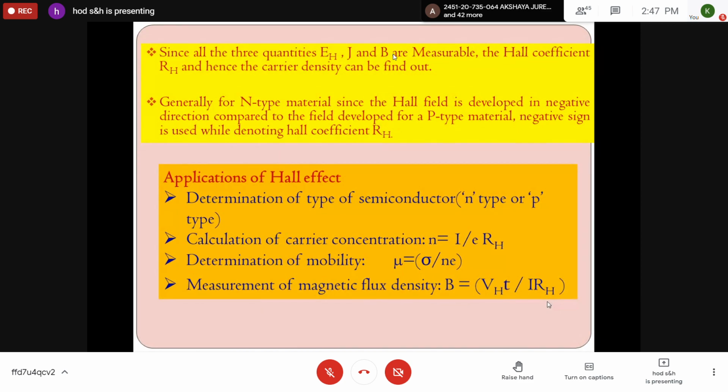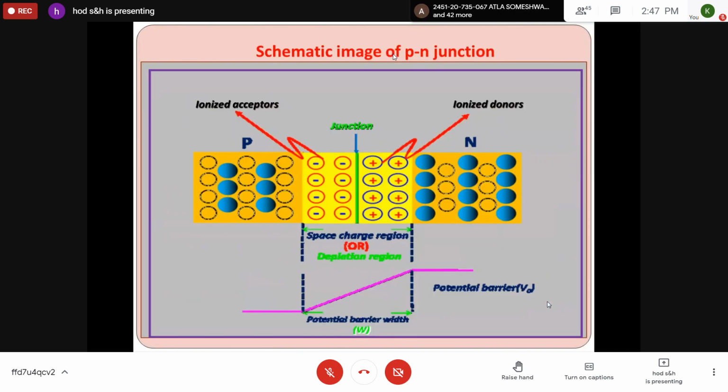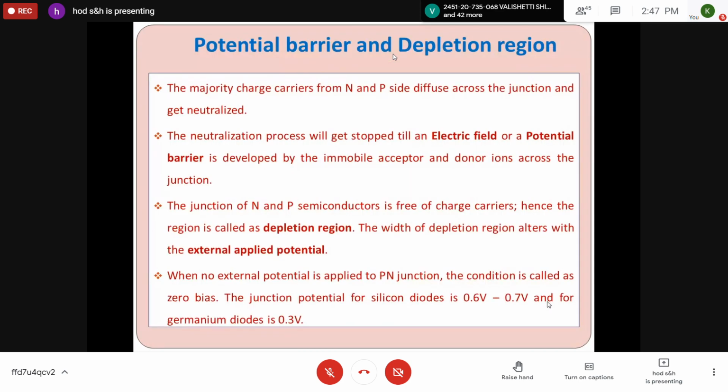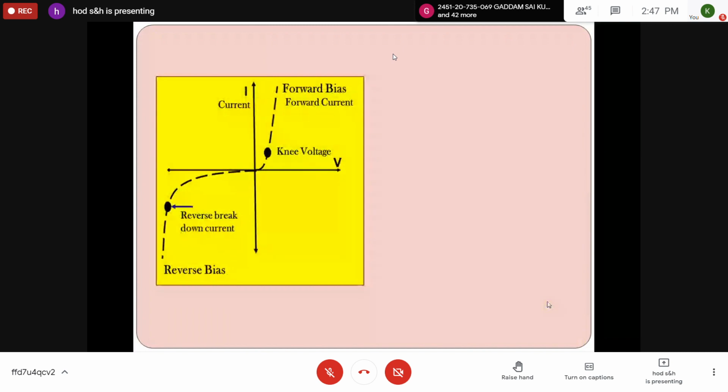And here one more topic is there, that is the PN junction diode, VI characteristics of the PN junction diode. I have already explained everything during the lab. So I will share this PPT as it is, where I explained what an n-type semiconductor, a p-type semiconductor, and a PN junction diode are, the depletion region, the forward bias arrangement, the reverse bias arrangement, and the VI characteristics of a PN junction diode.